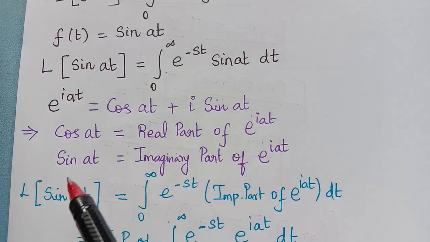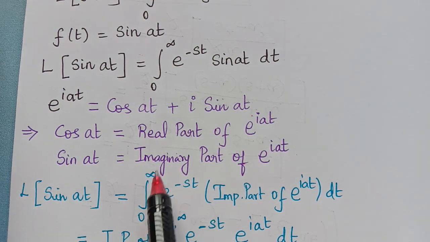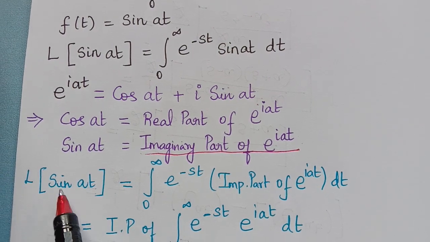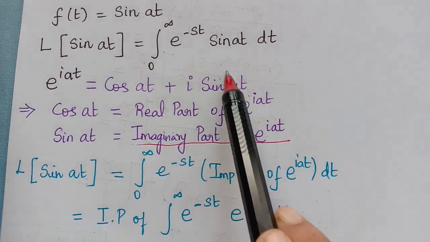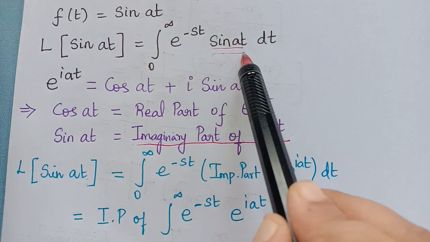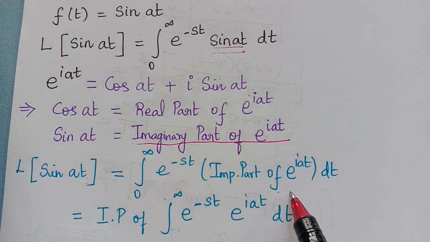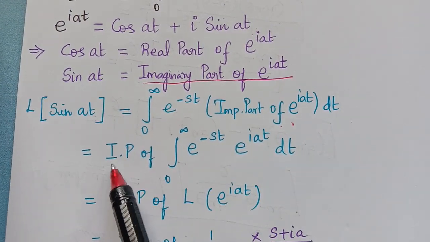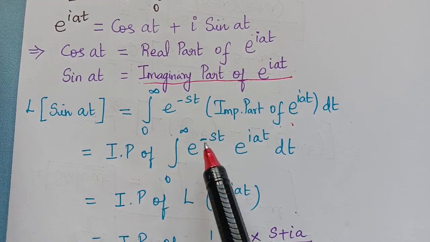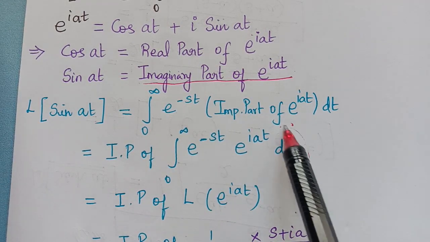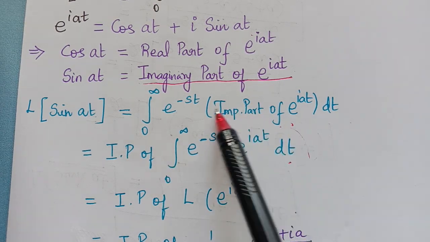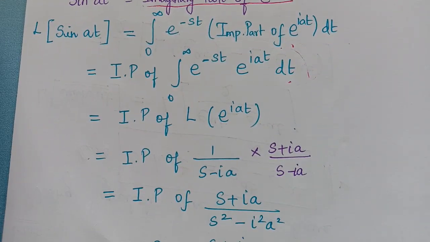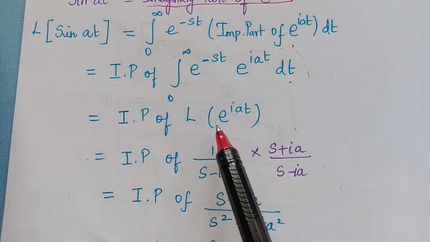So now we are doing the problem for sin at. So we will be taking this imaginary part of e power iat for sin at. So at the place of sin at within the integral, we will be replacing it by imaginary part of e power iat dt. So writing it out of the integral, imaginary part of integral 0 to infinity e power minus st e power iat dt. But while comparing with the Laplace transform formula, this integral gives us L of e power iat. And so that is equal to imaginary part of, what is L of e power iat?